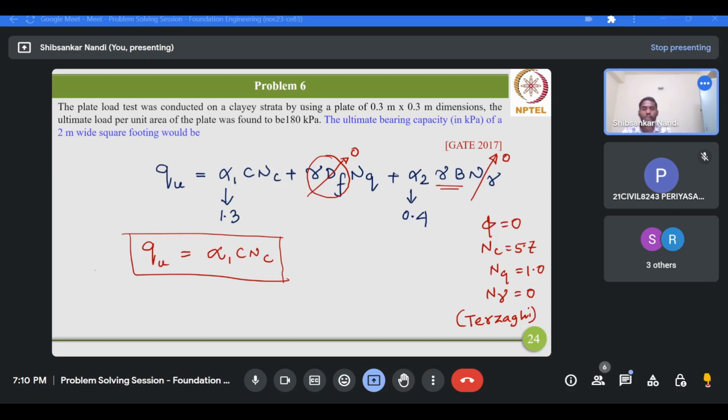Therefore, for this problem, since you are dealing with a clay strata, there will be no such impact on the bearing capacity if you change the size from a plate size of 0.3 by 0.3 meter square to a square footing size of 2 meter square. Therefore, the ultimate bearing capacity will remain the same. So it would be 180 kPa only. And why? We have just explained.